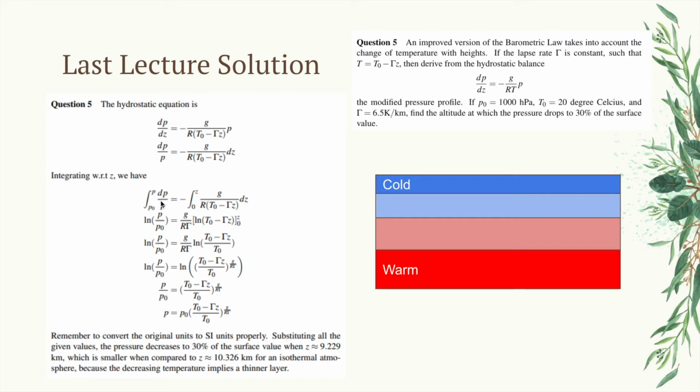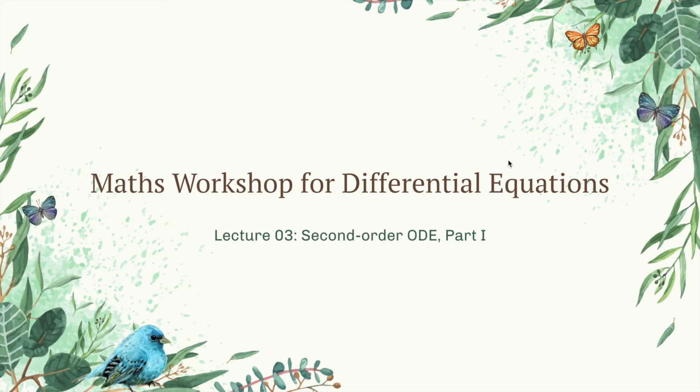The solution form is P equal to P0 times (T0 minus gamma z over T0) to the power of g over R gamma. The pressure falls faster with height compared to an isothermal atmosphere, as colder layers above are thinner.